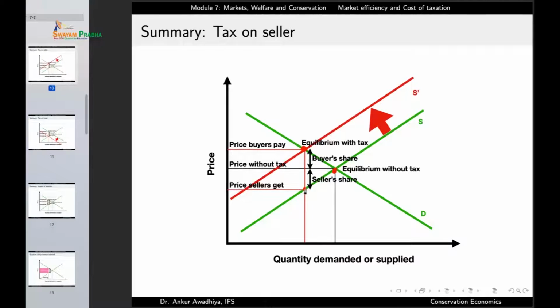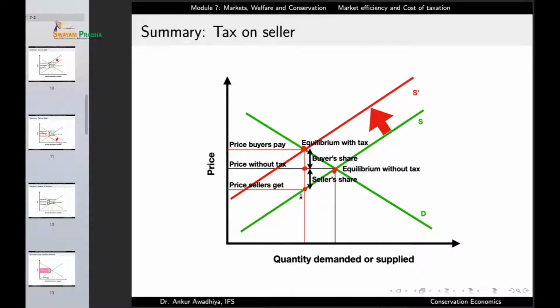So this is the price that the sellers are getting, and the difference between the price that the buyers are paying and the price that the sellers are getting is the amount of taxation imposed by the government. So when the government says that 50 paise will be imposed on each sale of the pen, then this is 50 paise. Now out of these 50 paise, the sellers are paying a share given by the difference between the original price that they were getting and the new price that they are getting.